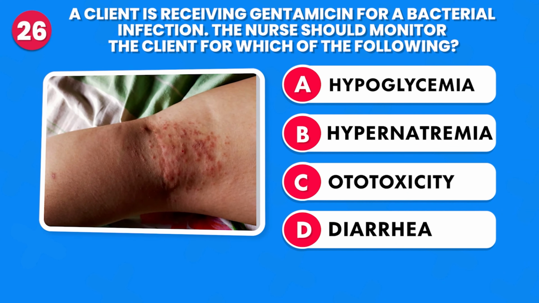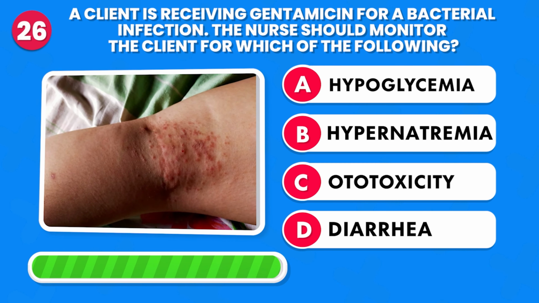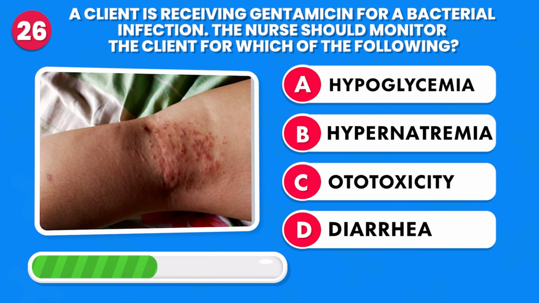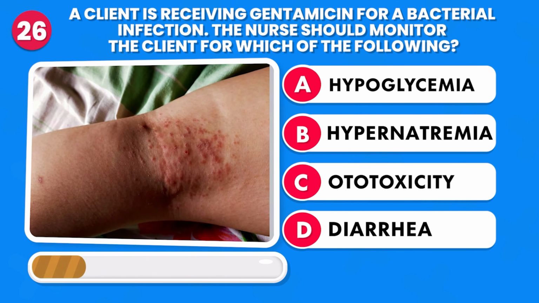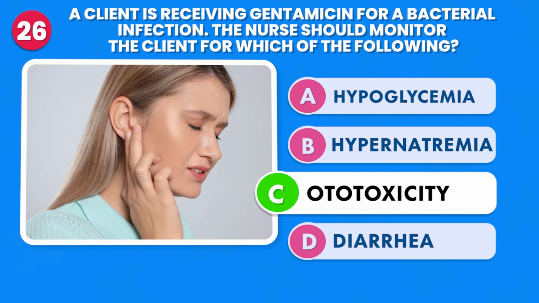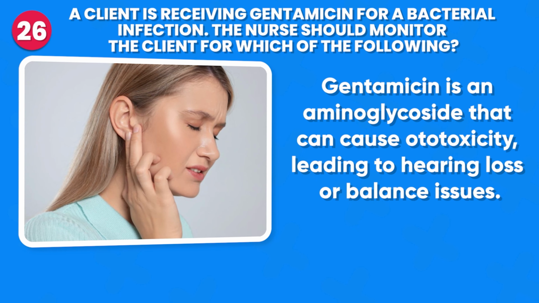A client is receiving gentamicin for a bacterial infection. The nurse should monitor the client for which of the following? A. Hypoglycemia. B. Hypernatremia. C. Ototoxicity. D. Diarrhea. It's C. Ototoxicity. Gentamicin is an aminoglycoside that can cause ototoxicity, leading to hearing loss or balance issues.